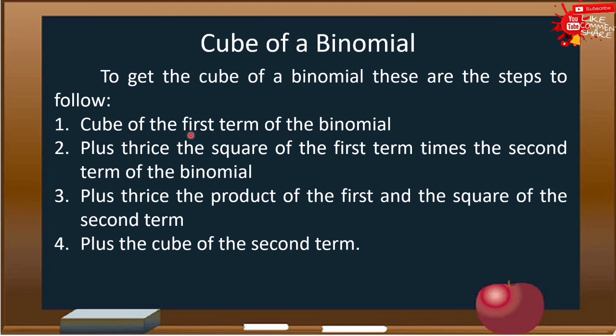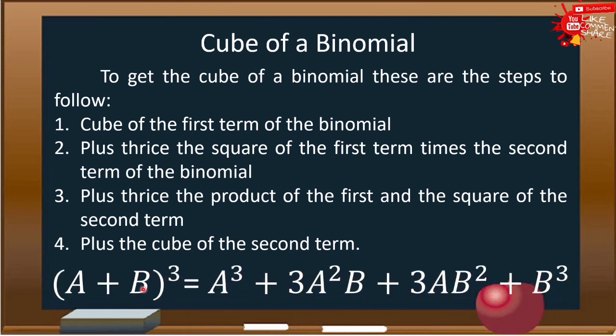So, cube of the first term of the binomial plus thrice the square of the first term times the second term of the binomial plus thrice the product of the first term and the square of the second term of the binomial. And lastly, plus the cube of the second term of the binomial. Or in symbol, we will have this, the cube of a plus b. So again, let us have a for our first term and capital letter B for the second term. So that is our symbol for the cube of a binomial.